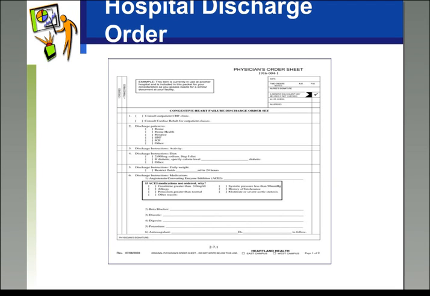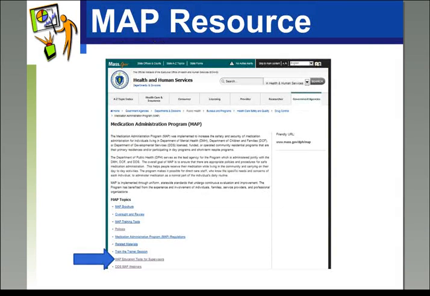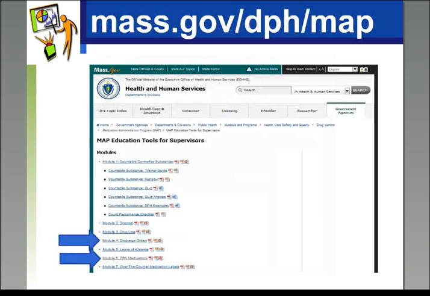You can find additional detailed information regarding hospital discharge orders and orders for PRN meds by going to the MAP-friendly URL, click on the MAP Education Tools for Supervisors link. Discharge orders are the topic of Module 4. PRN medication is the Module 6 topic.